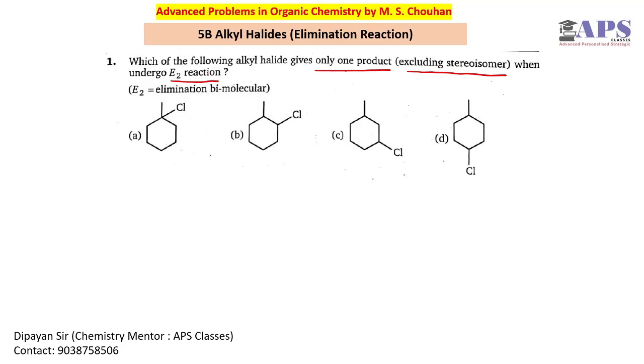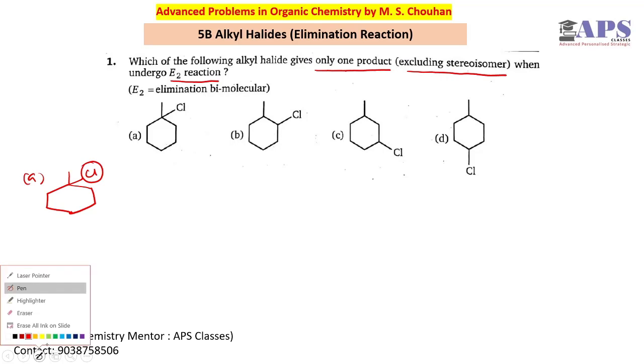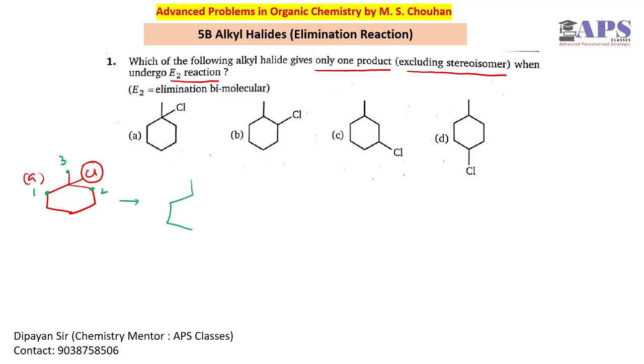So we have to check the major or minor product here. Okay. So if we start with option A, we have this kind of molecule where Cl is the leaving group and we have to find the beta carbons. So this is beta carbon number 1, beta carbon number 2, beta carbon number 3. 1 and 2 are identical. So if you remove hydrogen from 1 and 2, they will give eventually the same type of product.